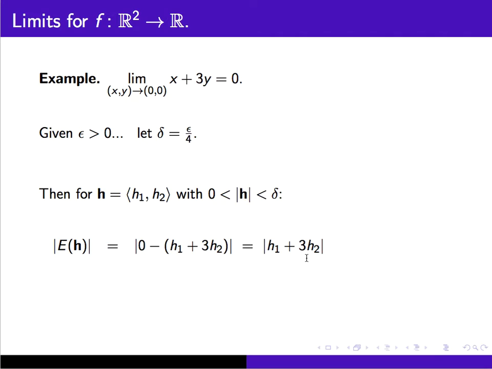And again, we're adding two numbers and taking the absolute value, so that's less than or equal to the sum of the absolute values. And now a claim that this is less than or equal to the magnitude of h plus 3 times the magnitude of h.